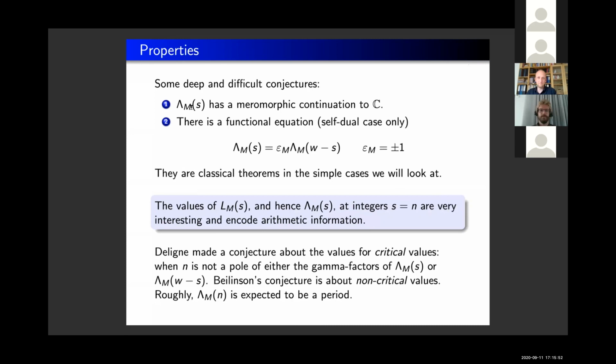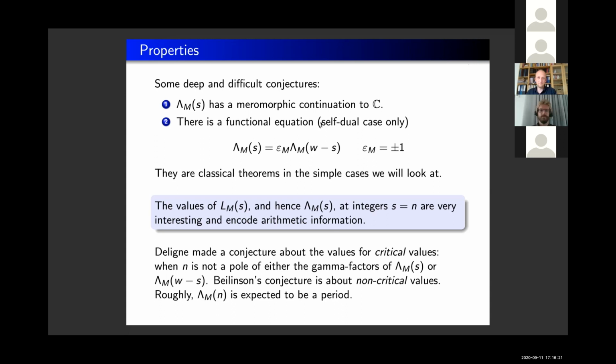So once you've completed your L function, you conjecture that the function lambda has a meromorphic continuation to the whole complex plane. In fact, you conjecture a lot more. You can say something about where you expect the poles to be. It needs also to be bounded in vertical strips. There's a whole bunch of things that are conjectured, which I will gloss over. And then there should be a functional equation.